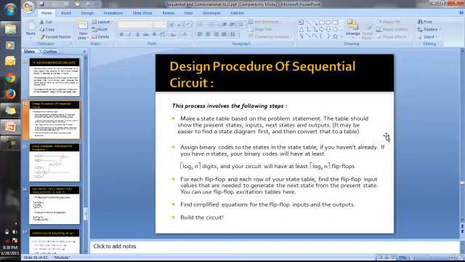For each flip-flop and each row of your state table, find the flip-flop input values that are needed to generate the next state from the present state. For example, if at present you have the state as 0, the next state will be 1. Likewise, you will be generating the next states. You can use flip-flop excitation tables here. Find simplified equations for the flip-flop inputs and outputs. Build the circuit. Likewise, we can build the sequential circuits.